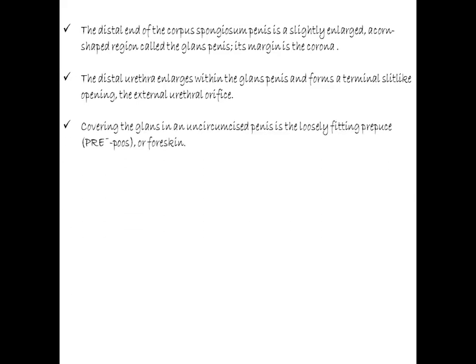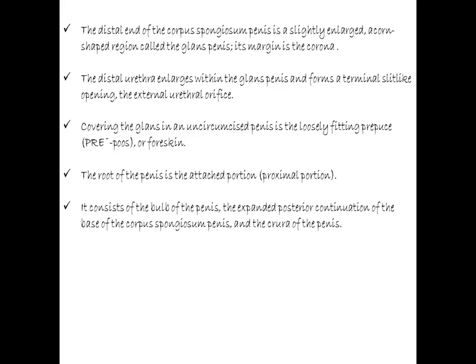The distal end of the corpus spongiosum penis is a slightly enlarged acorn-shaped region called the glans penis. Its margin is the corona. The distal urethra enlarges within the glans penis and forms a terminal slit-like opening, the external urethral orifice. Covering the glans in an uncircumcised penis is the loosely fitting prepuce, or foreskin.